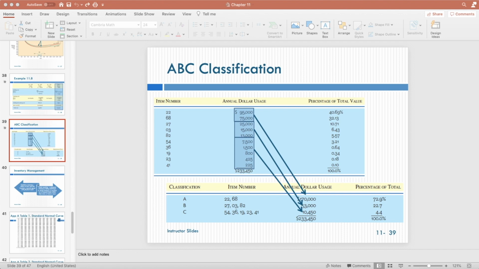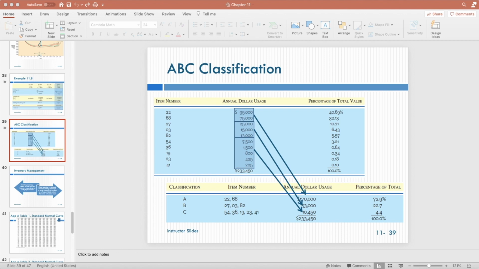Because for an A classification item, since it has a higher dollar volume, you will basically need to monitor more frequently, compared to the B classification item, and then further compared to the C classification item. So a higher dollar volume item probably needs more monitoring and more caution, because that will lead to a higher fluctuation in your profit. That's actually very intuitive.